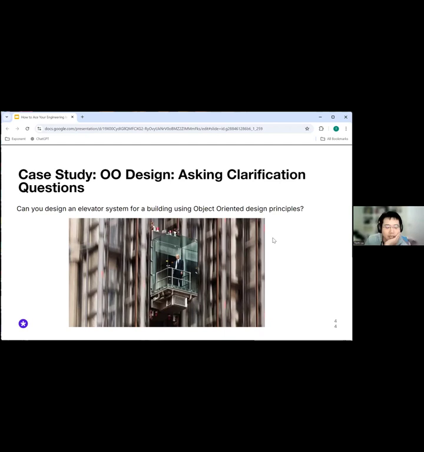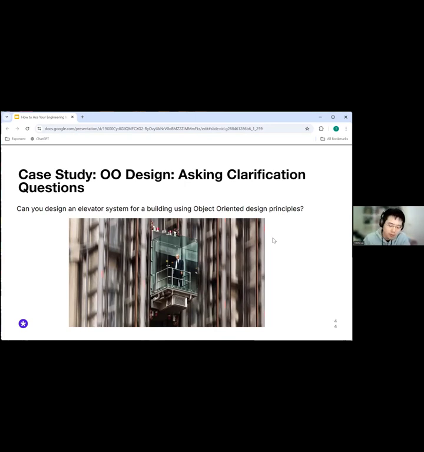This is another case study. We'll go very quickly. This is a case study for object-oriented design. The question is, can you design an elevator system for a building using object-oriented design principles?